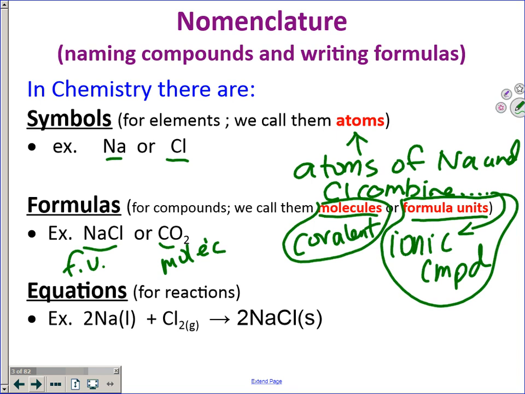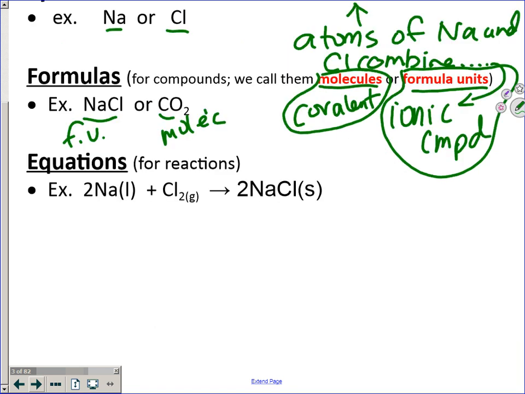So if I say formula unit, what kind of compound is it? And if I say molecule, what kind of compound is it? Covalent. And that just gives us some more information. Now, probably maybe a week and a half from now, we'll actually start to react these together. We'll react some things to make new compounds. But that's not us just yet. We'll get there.